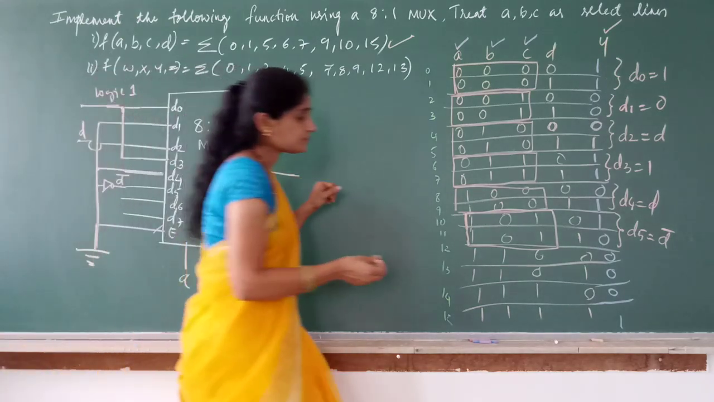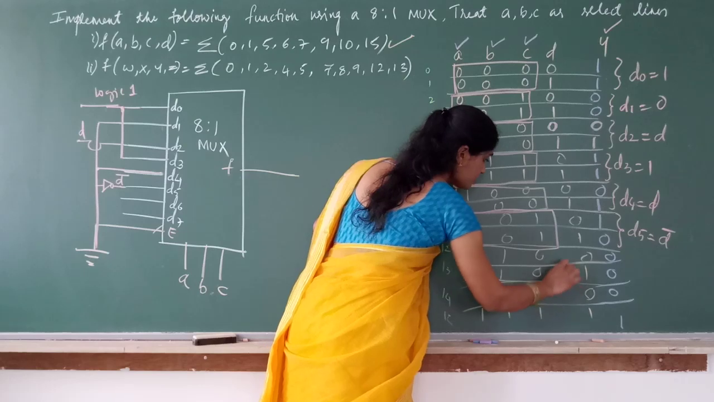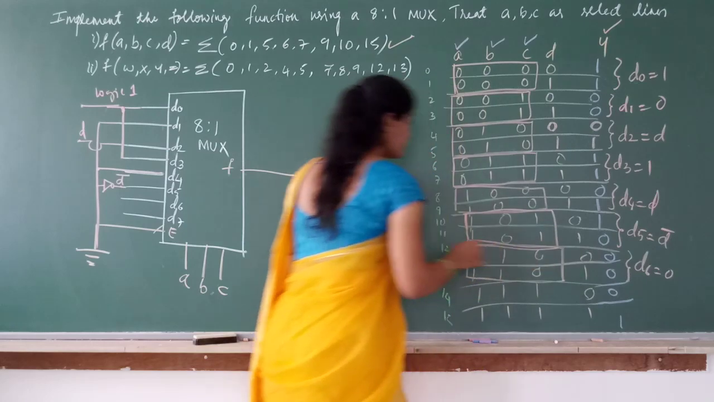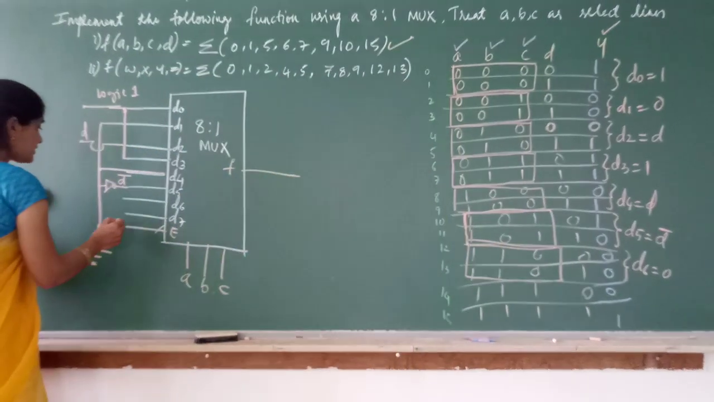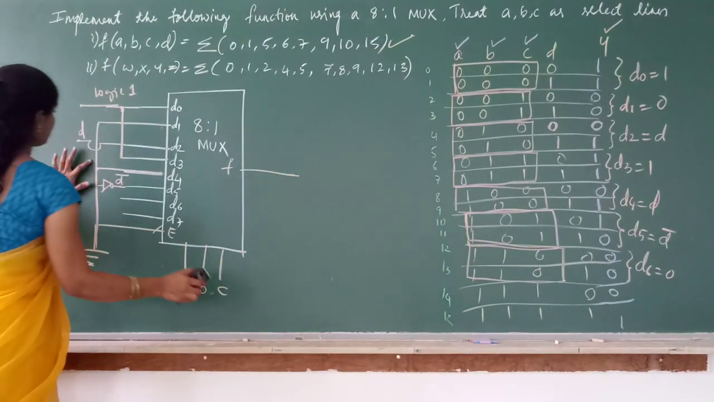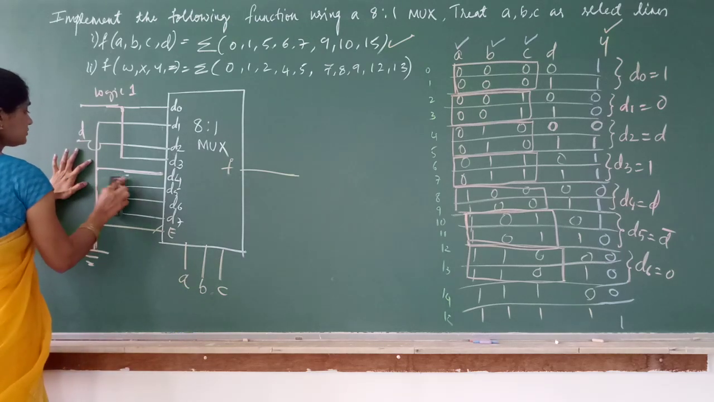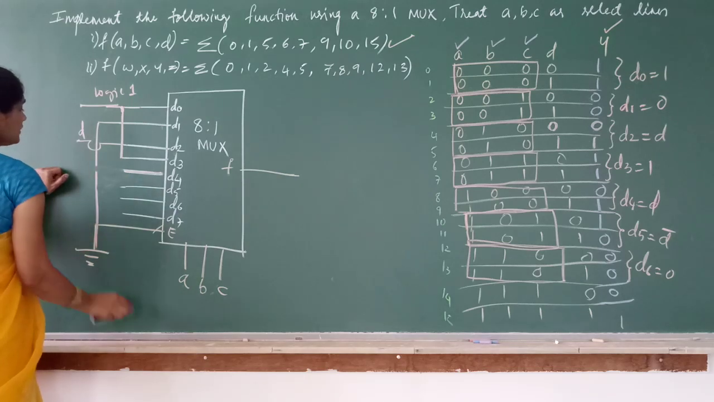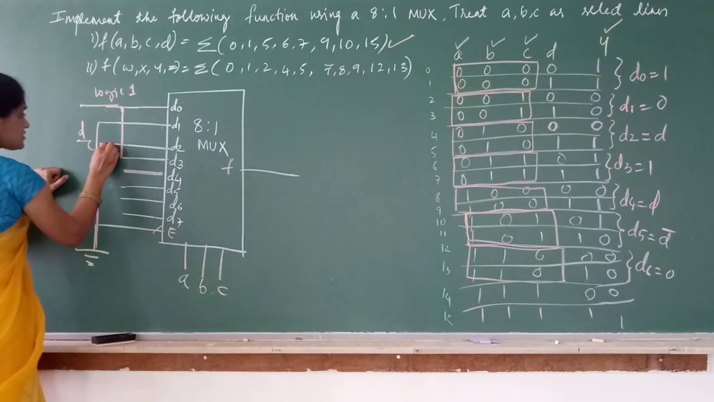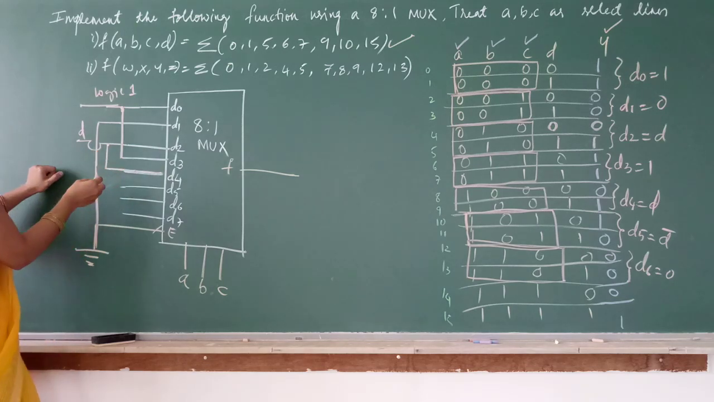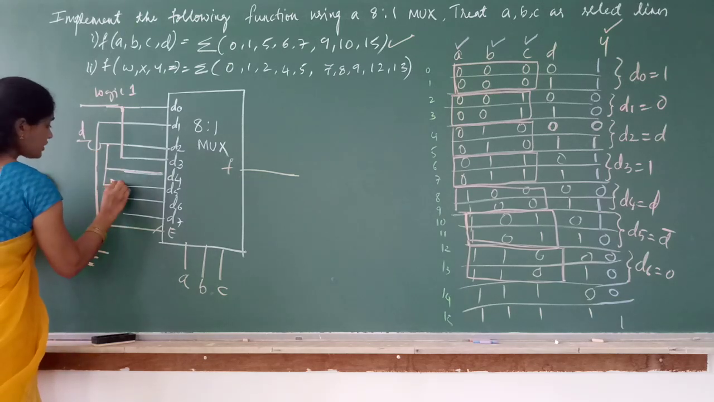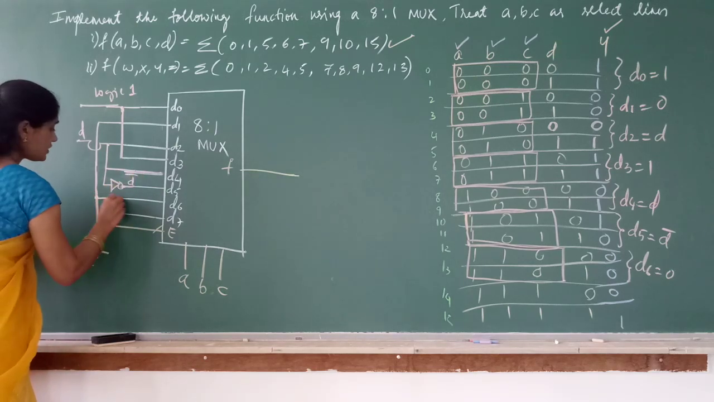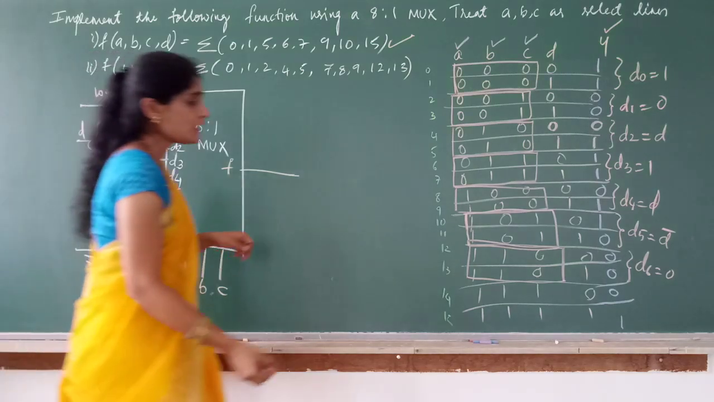Okay? And 1, 1, 0. So, what is the output? 0 for both. So, D6 is equal to 0. Connect D6 to ground. D4 is D, right? This is ground. D4 is D. So, this is D4. D5, D bar. So, connect this to a NOT gate and now this is D bar. D6 is what? 0. Now, this is 0. Correct?